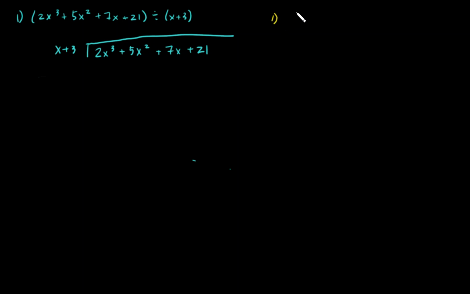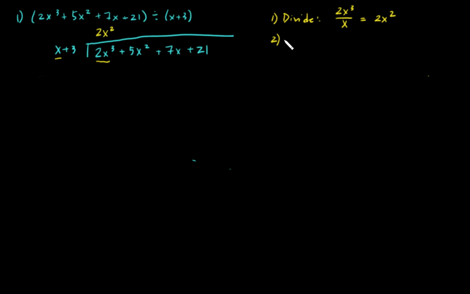After we set it up, the first thing we're going to do is divide. What are we going to divide? The first term. We have a 2x cubed and an x. I'm going to divide 2x cubed divided by x. So we have a 2x squared. So we're going to put 2x squared on the top.